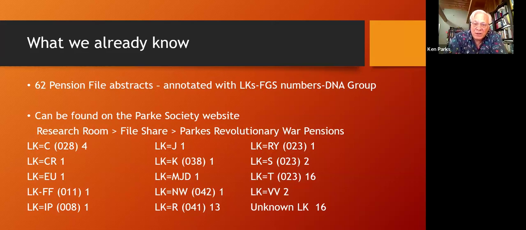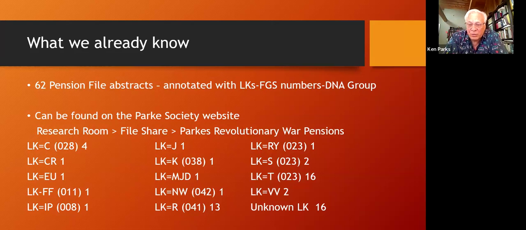So these can be found on the website, as I said, in the members only file. If you click on the research room, there's a drop down menu, choose file share. And at present, this is the only one in the file share. So it has the Parks Revolutionary War pensions there. And you can scroll through and read them and take a look.